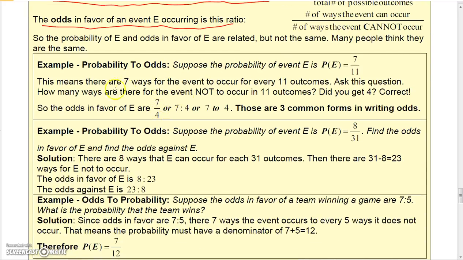So here's what I want you to understand. Let's say you know the probability of an event occurring is 7 out of 11. Well, that means there's 7 ways it can occur out of 11. So how many ways can it not occur? Well, 11 minus 7 is 4, so it would be 4. So then the odds in favor of the event occurring would be 7 to 4. You can write it in multiple different ways, but the odds in favor would be 7 to 4.